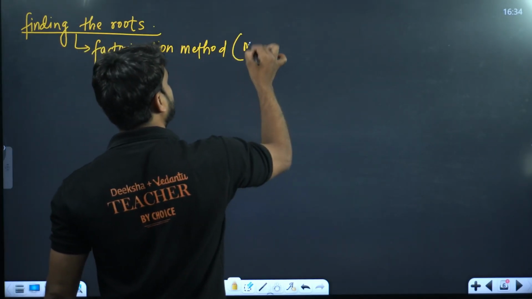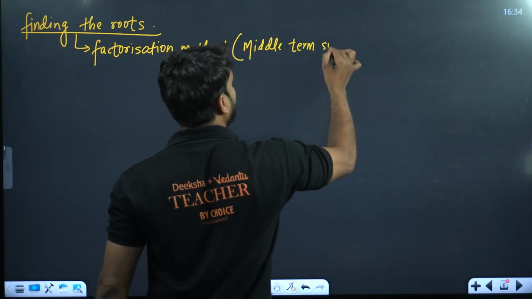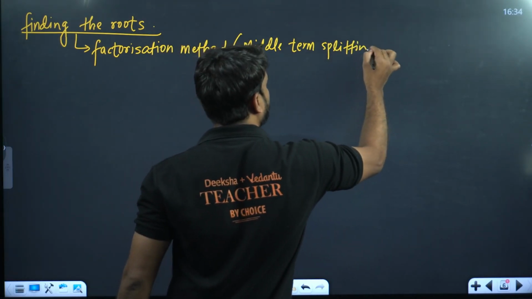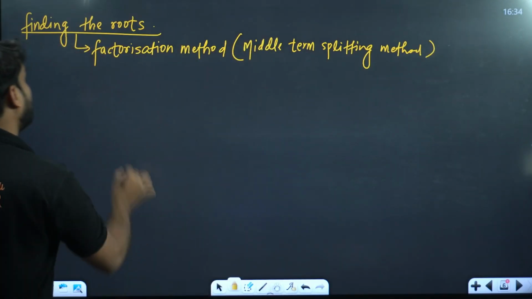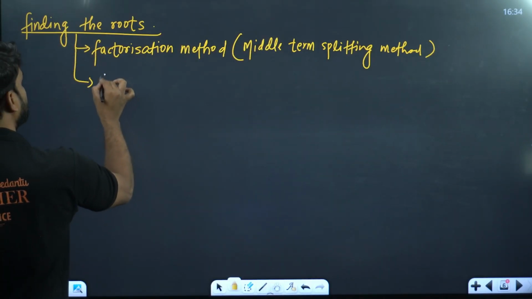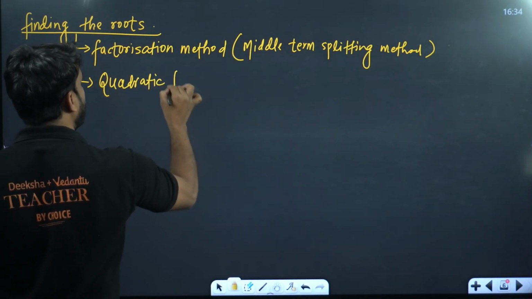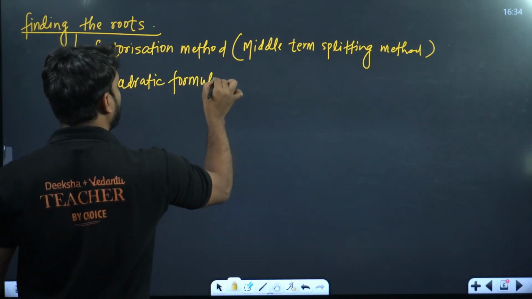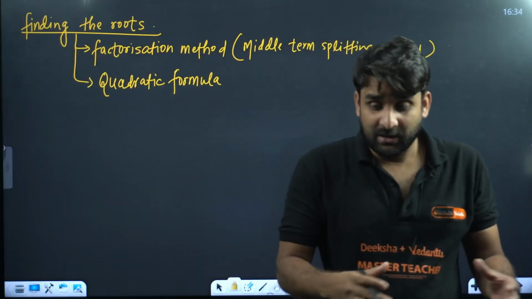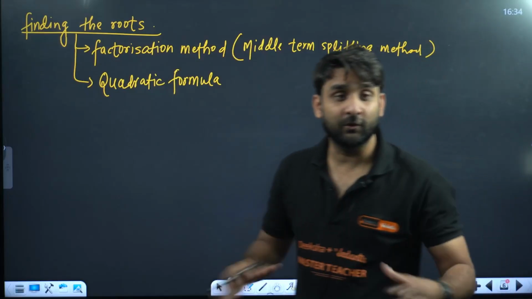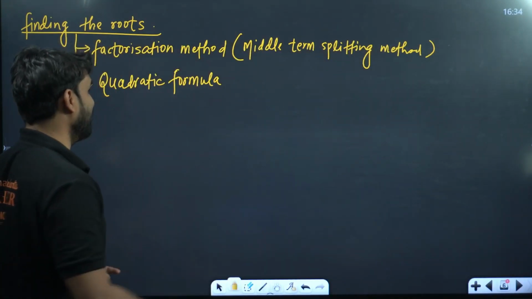Factorization method, and it is also known as middle term splitting method. Okay. Now, the second method we have is called the quadratic formula. Very magical formula. When every door is closed, sometimes your mind will be fully blank. You will not be able to decide how to split the middle term. When every door is closed, it will help you out there. Yes, so powerful. So, the quadratic formula.